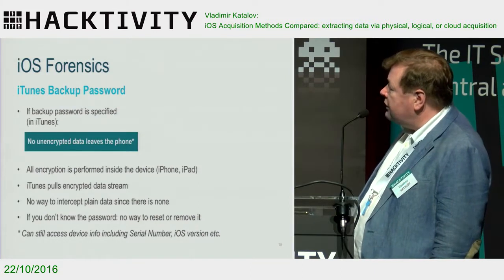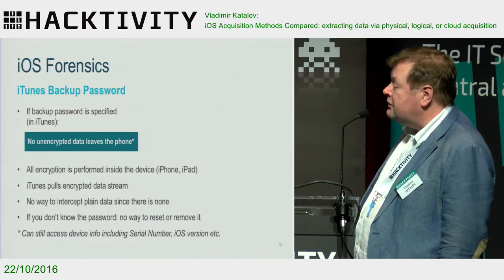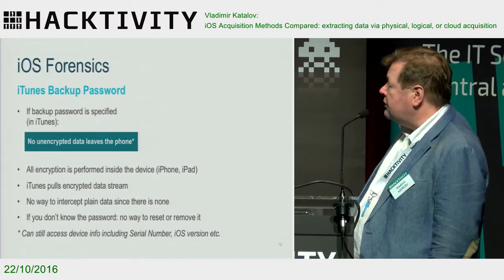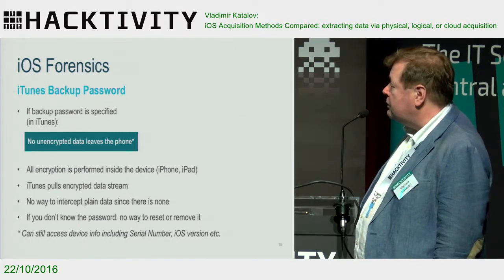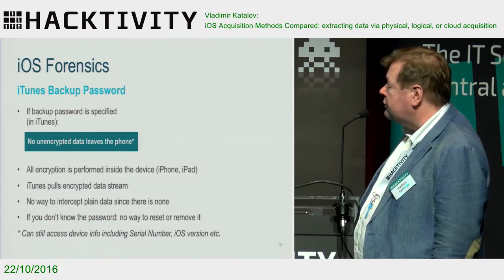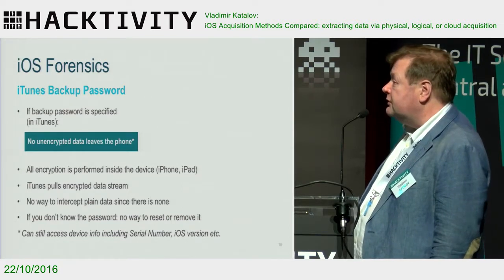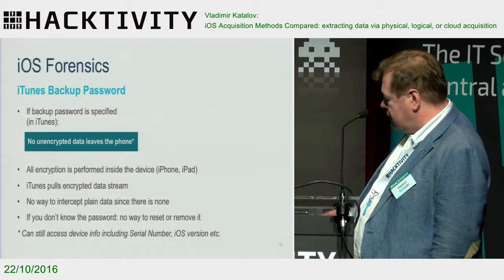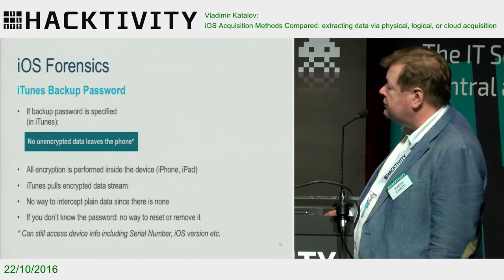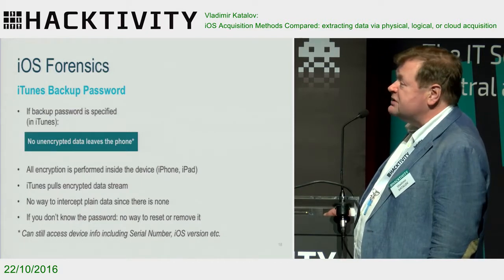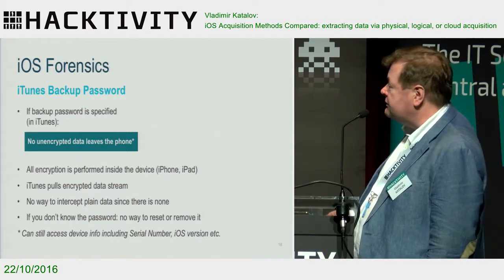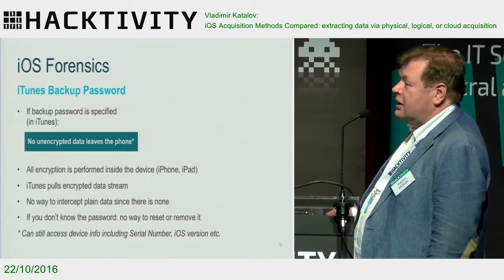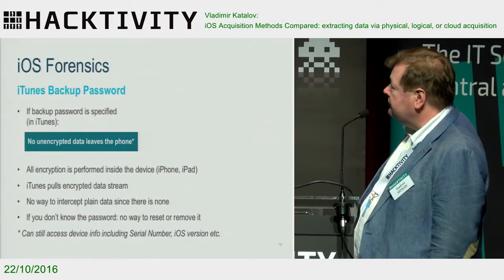As I said, no unencrypted data leaves the iPhone, and there is no way to get it unless you have a very old version of iOS where some additional services were working, and there is no way to reset or remove the passcode. All you can do from the locked phone without the parent record is access some information, including the serial number of the device, which may help if you are going to request some information from Apple. You can get the iOS version, the baseband version, and something like that.